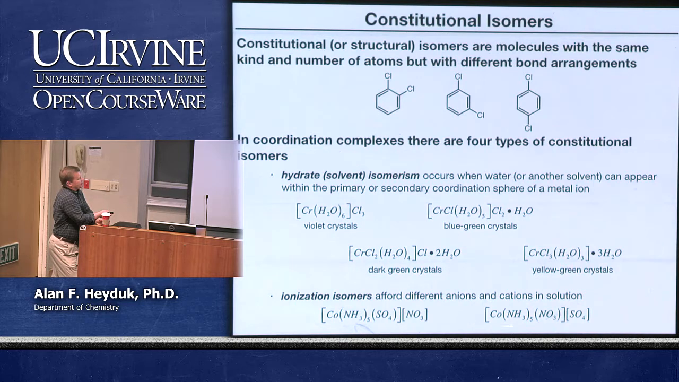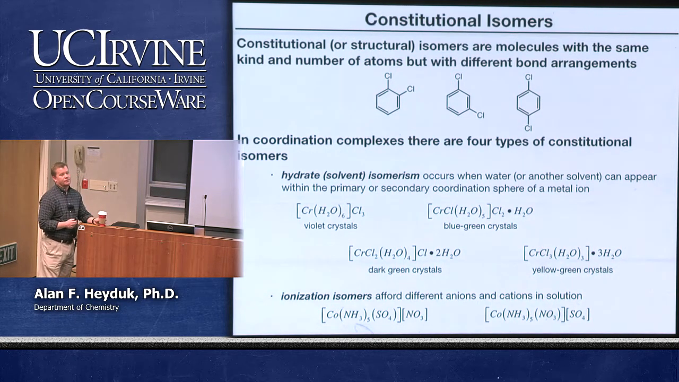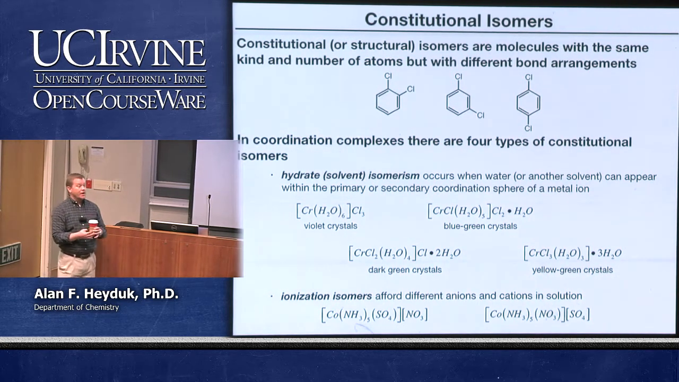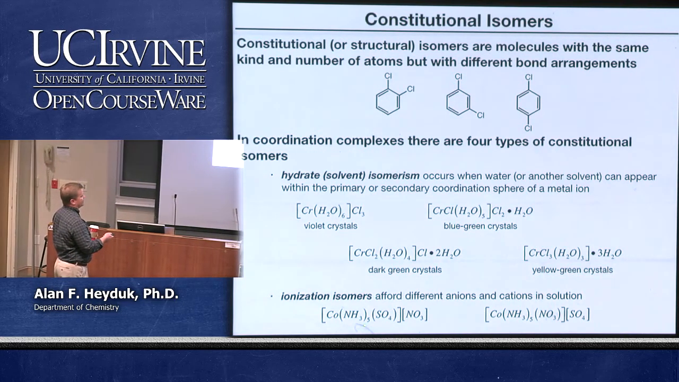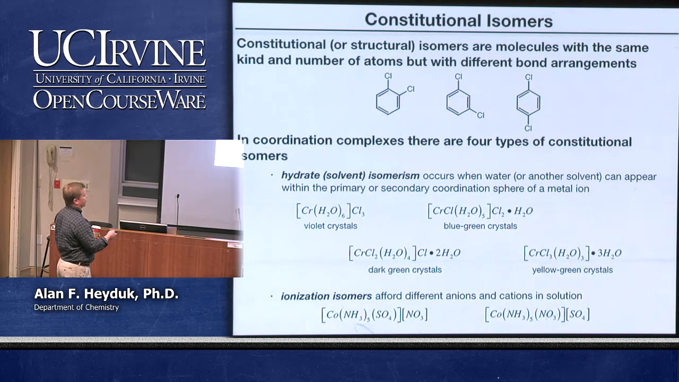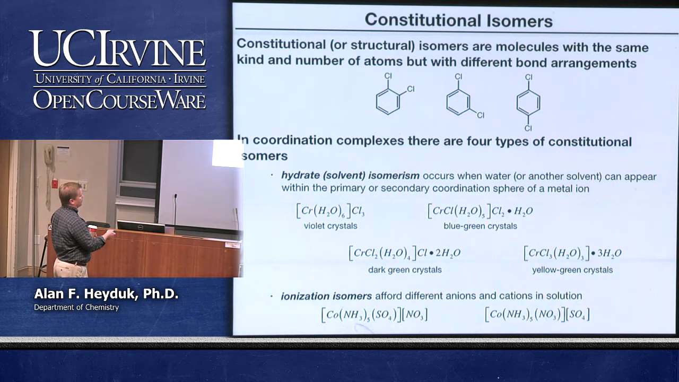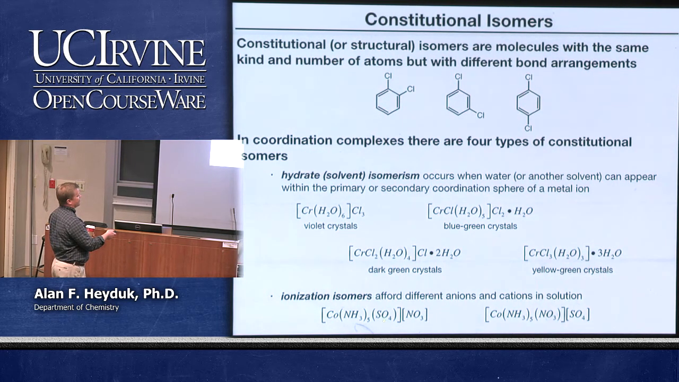The complex on your right has the exact same formula, except that now we exchange the sulfate for the nitrate, bring the nitrate into the primary coordination sphere, and kick the sulfate out. Okay, so when you would dissolve these compounds in water, the compound on the left would dissolve so that you have a cation, that's cobalt, 5 amines, a sulfate. It'd be a monocation with a monoanionic nitrate.